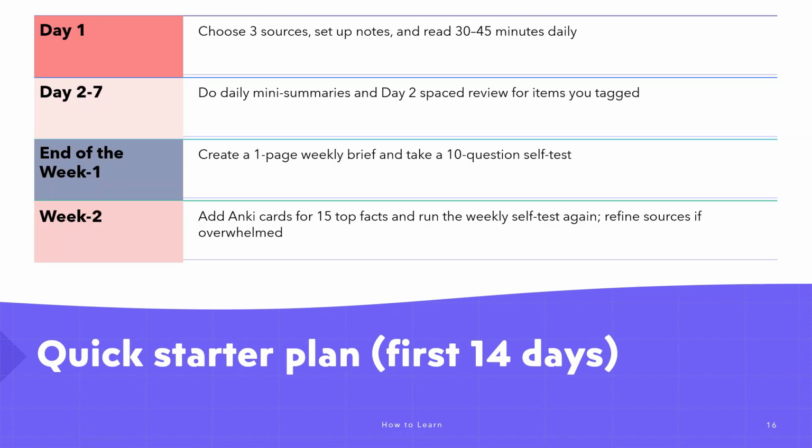Quick starter plan, first 14 days. Day 1: choose 3 sources, set up notes, and read 30 to 45 minutes daily. Days 2 to 7: do daily mini summaries and day 2 spaced review for items you tagged. End of week 1: create a one-page weekly brief and take a 10-question self-test. Week 2: add Anki cards for 15 top facts and run the weekly self-test again. Refine sources if overwhelmed.